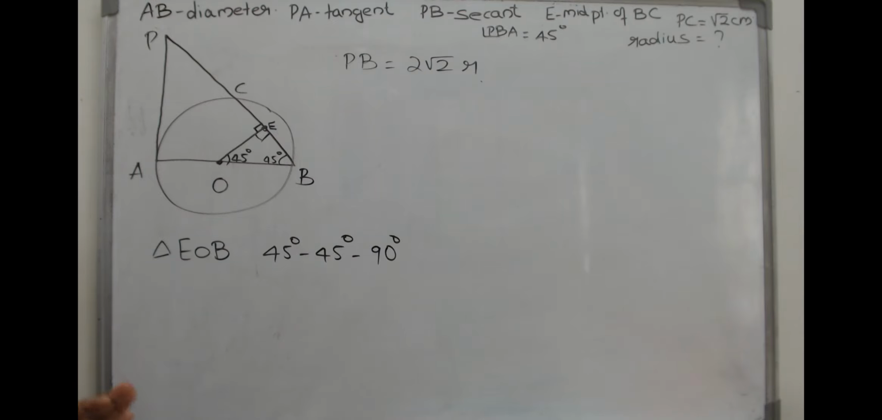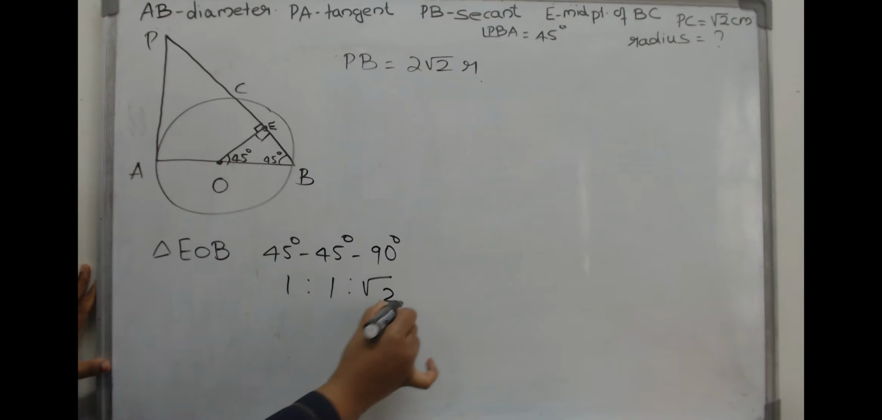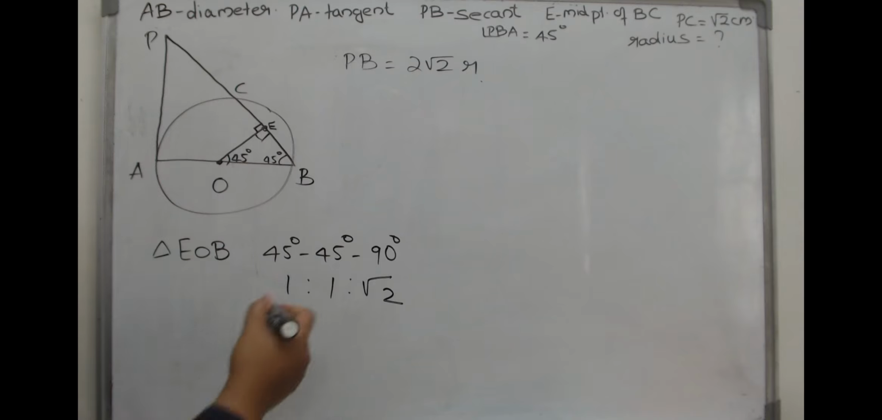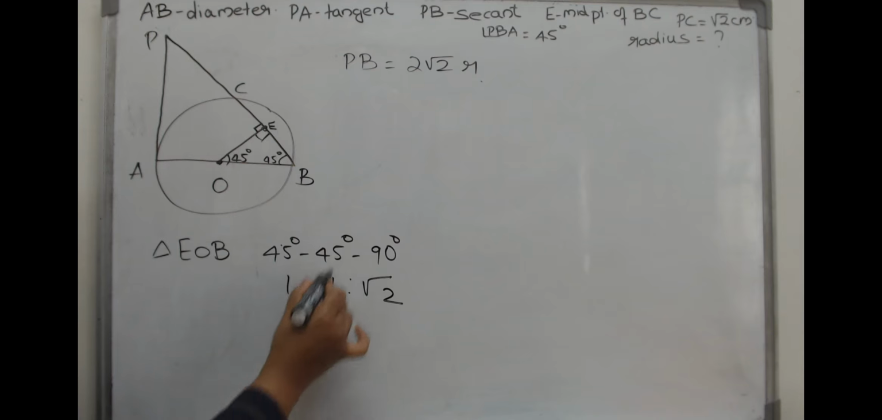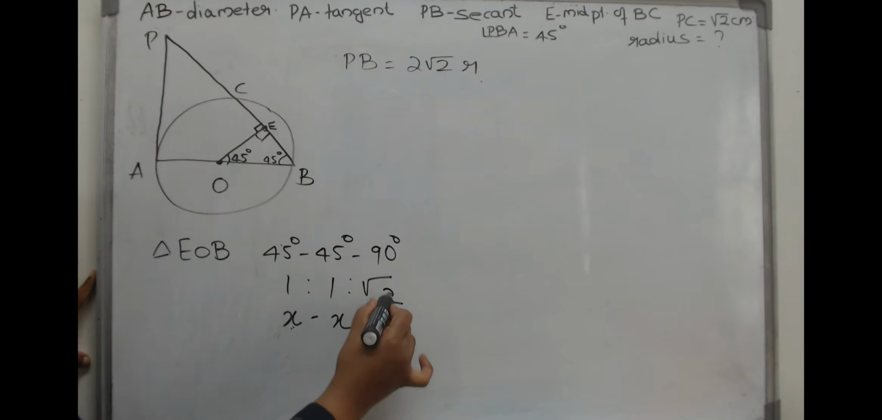It is a special triangle. What is special about it? If the angles look like this, then the opposite sides will be in the ratio 1:1:root 2. Remember, this is the ratio, not the values. What we mean is that for some x, if a side opposite to 45 is x, the side opposite to the other 45 will also be x, and the side opposite to 90 degrees, which is the hypotenuse, is going to be square root of 2 into x.